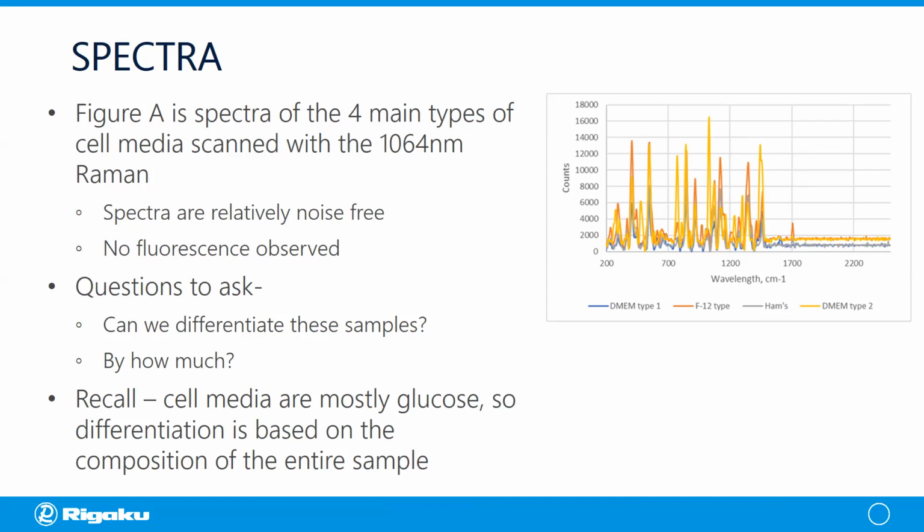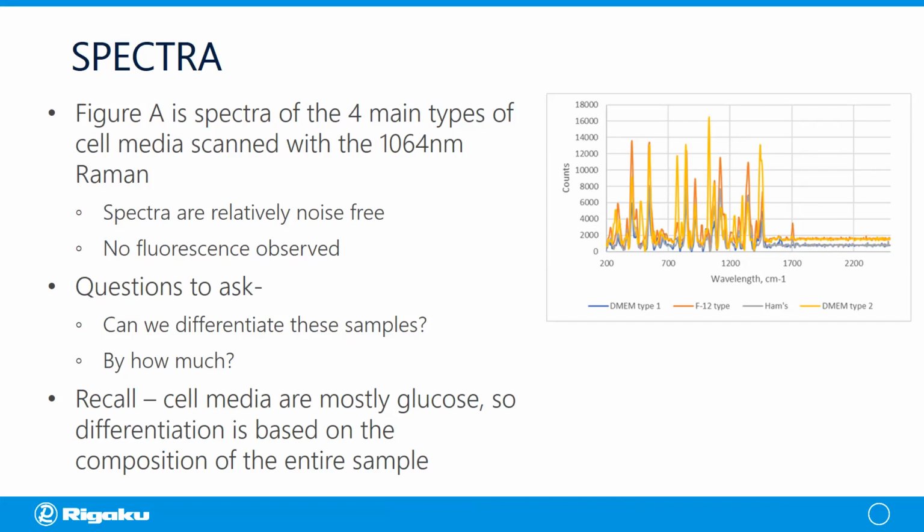So look at the spectra. They have many peaks in common. It's actually pretty nice spectra. They're relatively noise-free. There's no fluorescence observed because we're using a 1064 nanometer laser. But you can see from the spectra that they all seem to have a lot of peaks in common, and that's probably because of the glucose.